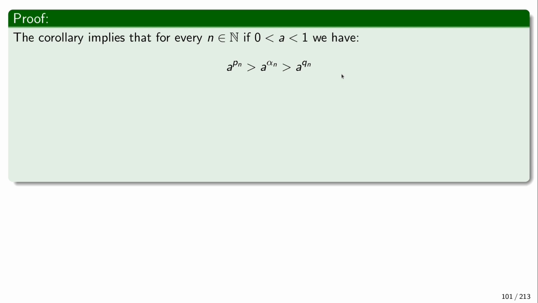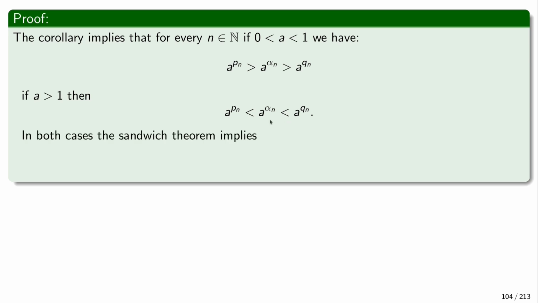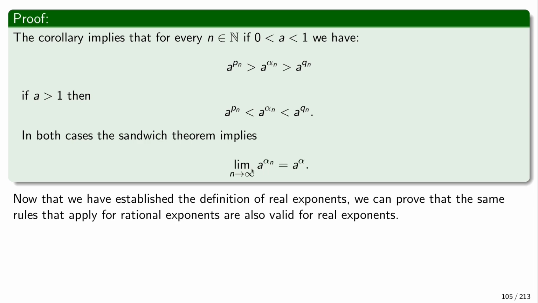So we have this inequality, and therefore we can apply to it the sandwich theorem. Remember that both of those sequences converge to a to the power of alpha, and therefore the sandwich theorem implies that this sequence has to converge to a to the power of alpha, just as desired, right? Similarly, if a is greater than 1, then we have this inequality, and again the sandwich theorem applies. So in both cases, the sandwich theorem implies that the limit of a to the power of alpha n has to be a to the power of alpha. So that's an important step.